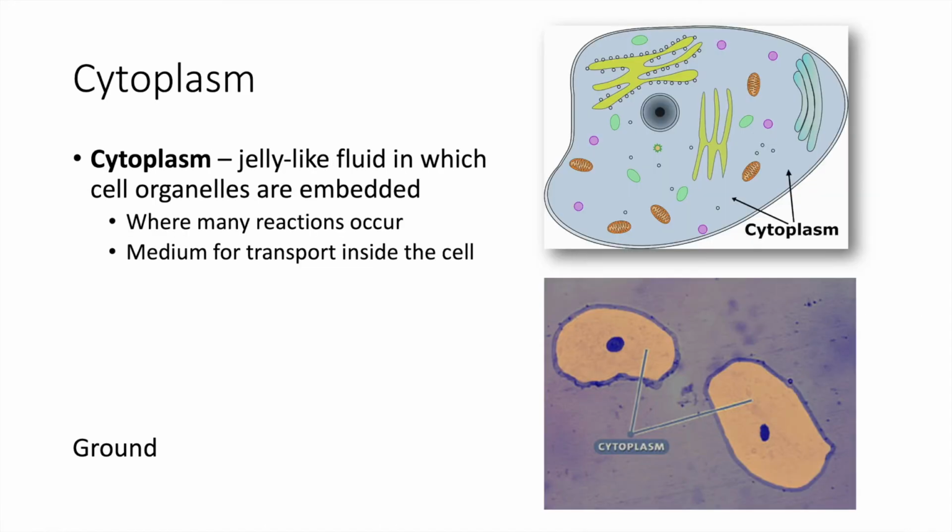Alright, so now we've got the cytoplasm. It's a jelly-like fluid in which cell organelles are embedded. A lot of reactions occur in the cytoplasm, and it's a medium where things can be transported inside the cell as well. The cytoplasm is what's colored in blue in this photo, and then you can see it. It's the whitish looking bit in this photo. And you can also make out the nucleus and the cell membrane as well. You can think of the cytoplasm as the ground that a city was built on.